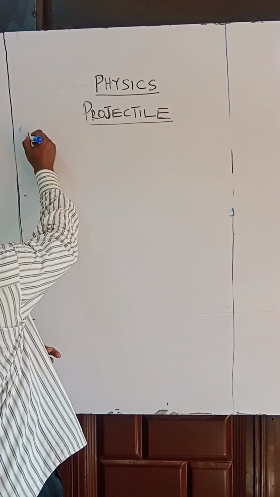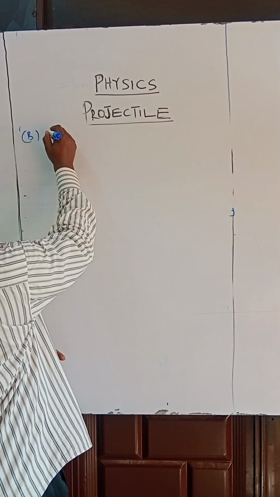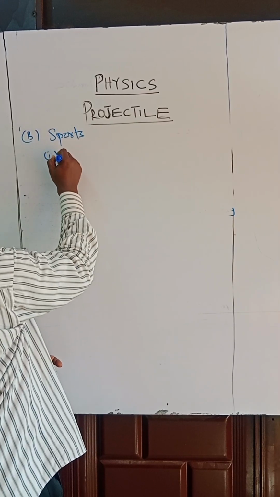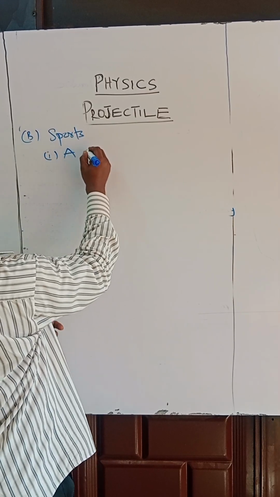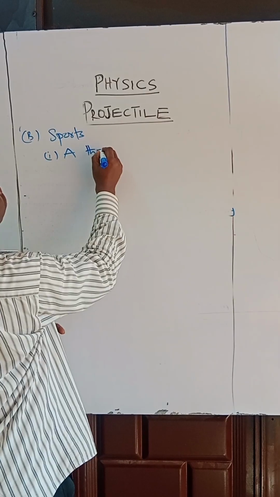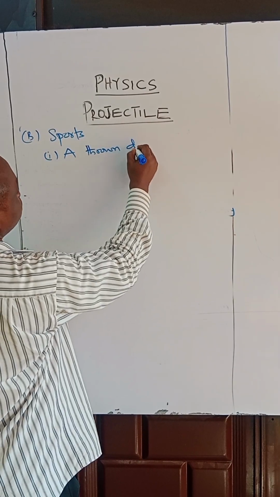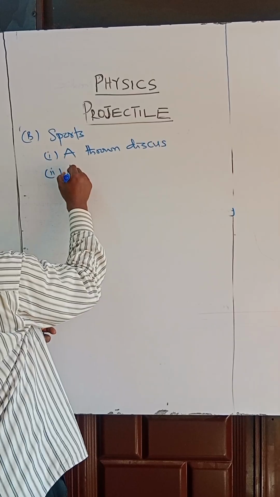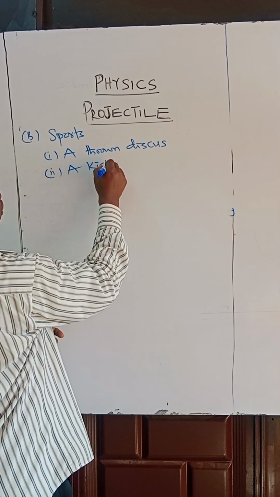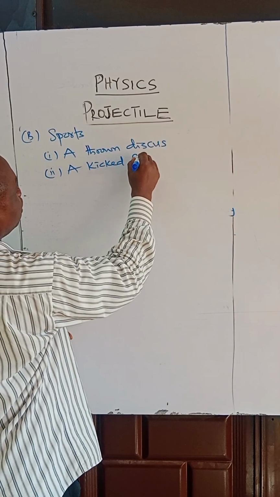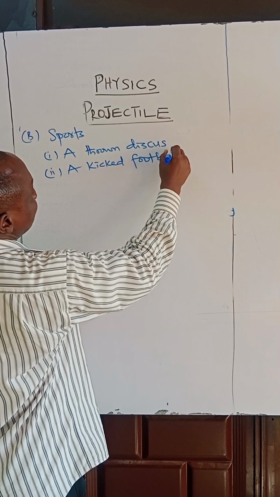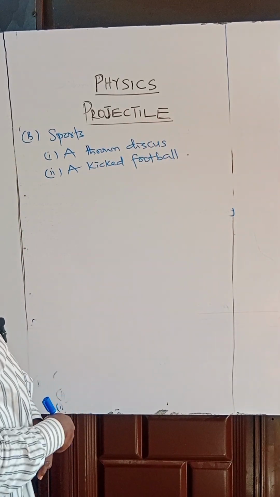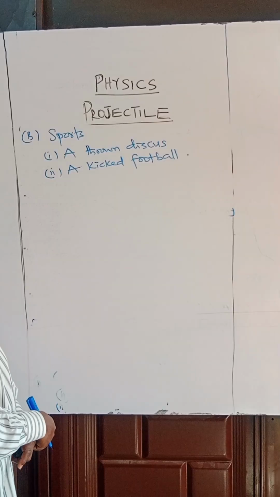Then we say projectiles used in sports: a thrown discus, a kicked ball, a kicked football, a thrown javelin, and so on. That is what we have.